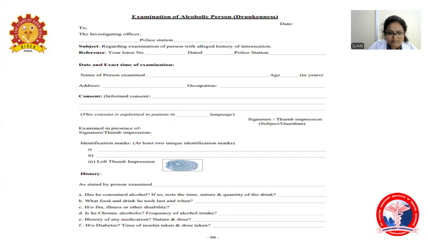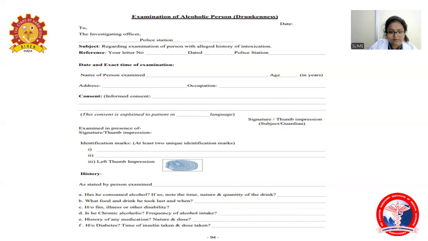So this is the format for giving the drunkenness certificate, which is requested by the investigating officer, and we give a reply to them. The first thing has to be the date, and then the investigating officer who has given us the request for examination, which police station, and then the subject and the reference. As we saw, the preliminary details have to be filled in: the name, age, address, occupation, and the consent has to be obtained in his local language, and the signature for his consent has to be taken in the certificate.